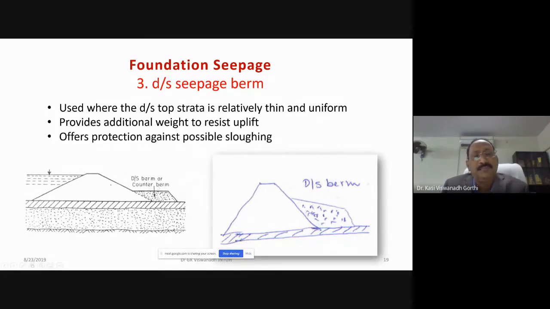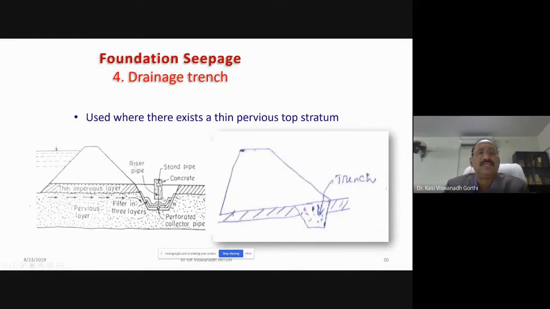This is a counter berm on the downstream side of the earth dam to control the foundation seepage. Then the drainage trench is another measure. This is used where there exists a thin pervious top stratum. So a trench will be provided. This is a small trench which is provided at the downstream portion connecting to the toe portion of the earth dam. Another thing is that the trench would be connecting to the toe little inside, or connecting to the toe little outside. Both the things are possible.